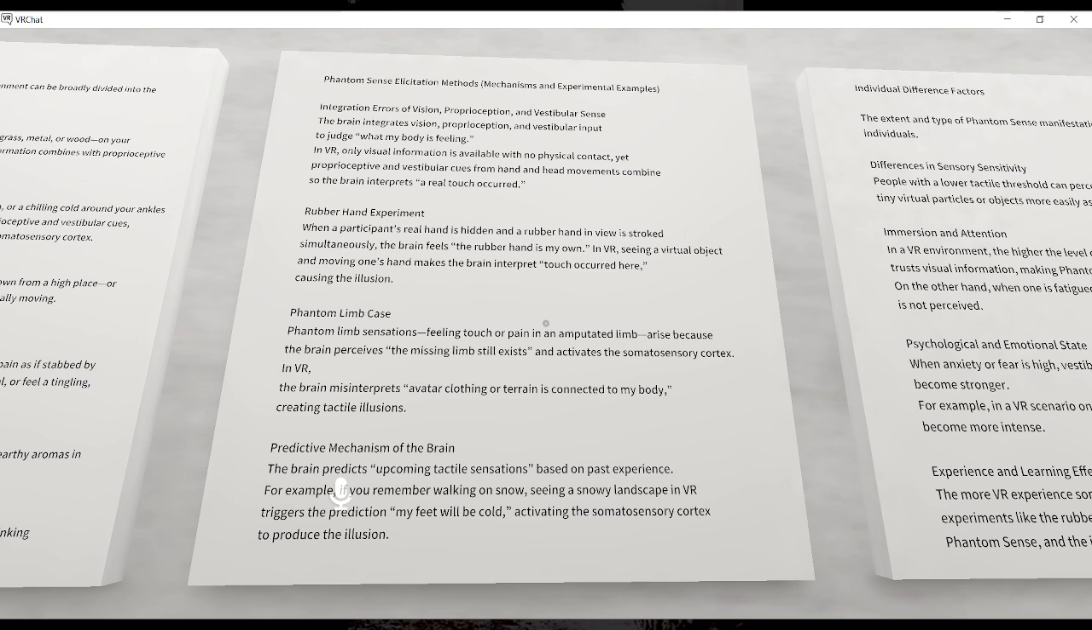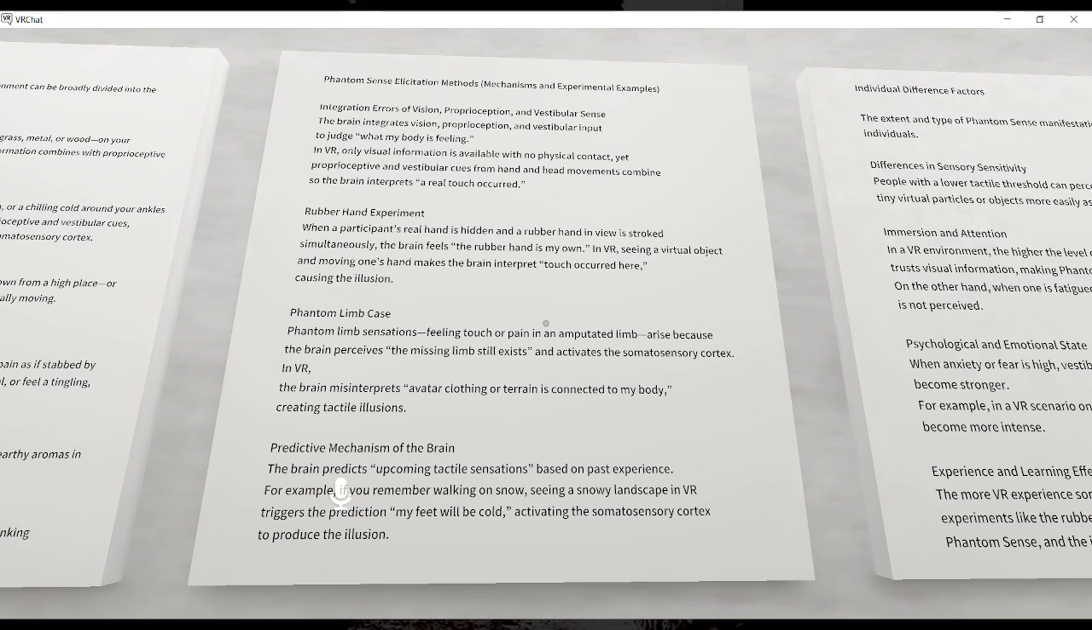The rubber hand experiment, that's a classic reference point. When a participant's real hand is hidden and the rubber hand in view is stroked simultaneously, the brain feels like the rubber hand is my own. In VR, seeing a virtual object moving one hand makes the brain interpret that touch occurred here, causing the illusion.